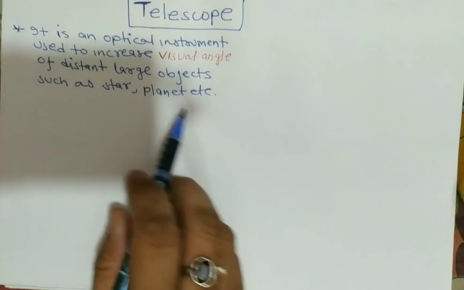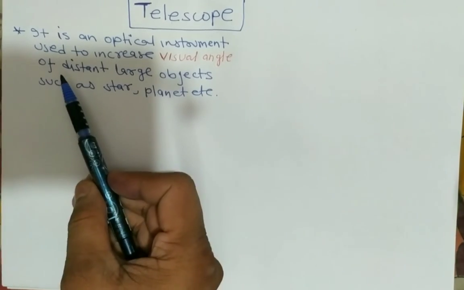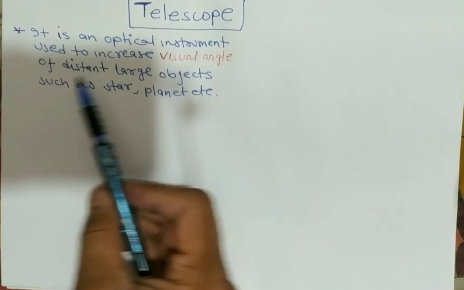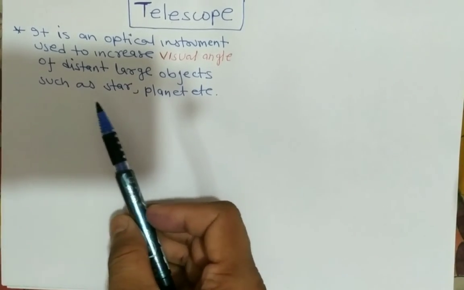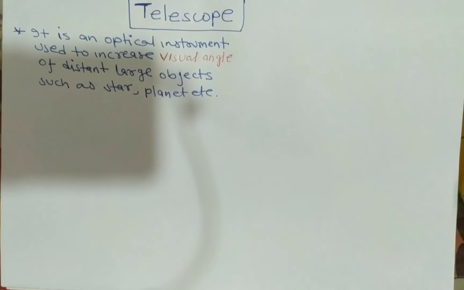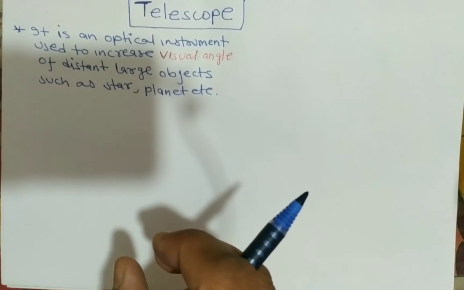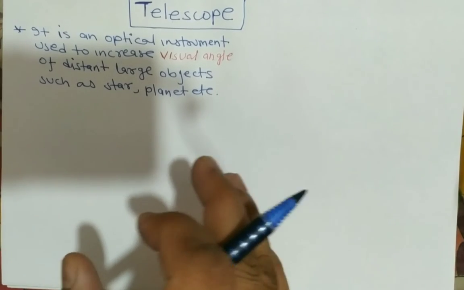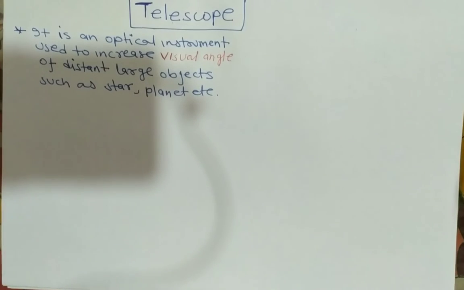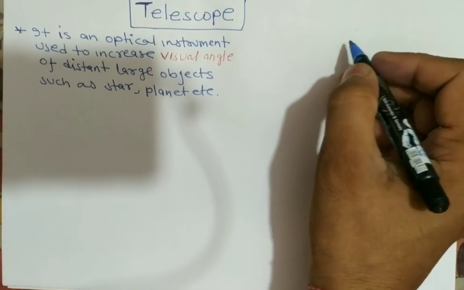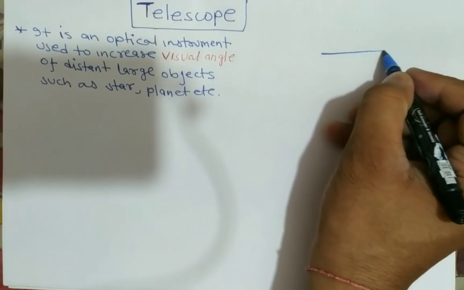As we know, a telescope is an optical instrument used to increase the visual angle of distant large objects such as a star, planets, etc. Visual angle, as we discussed in the microscope, is increased by both telescope and microscope, right? Again, I discuss here the basics of visual angle.